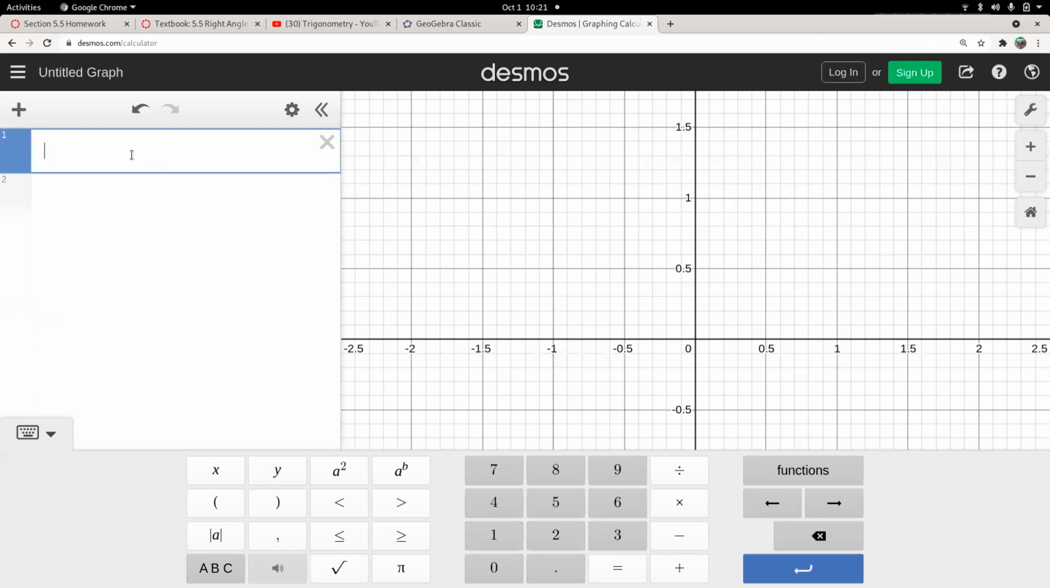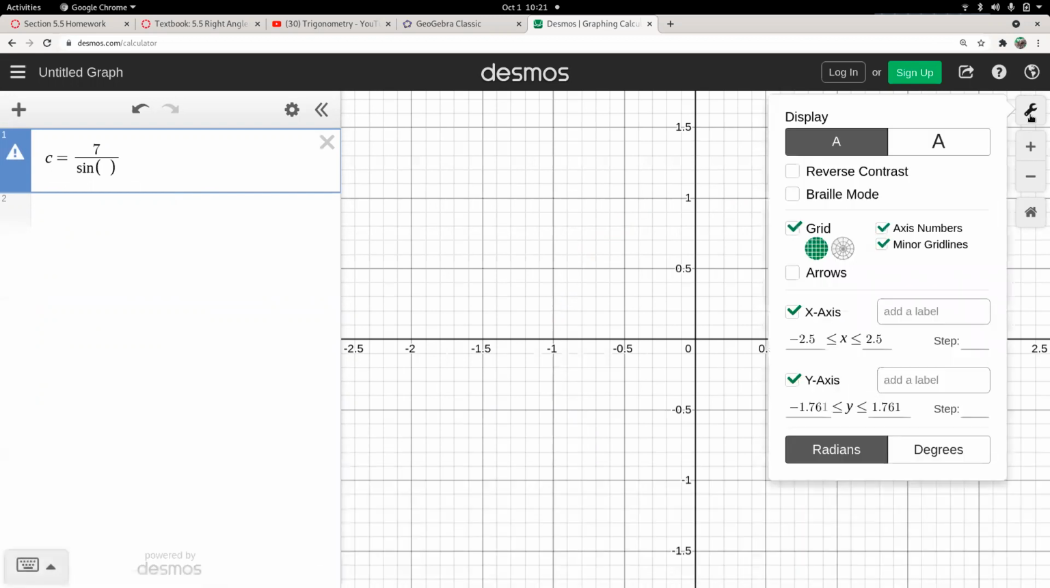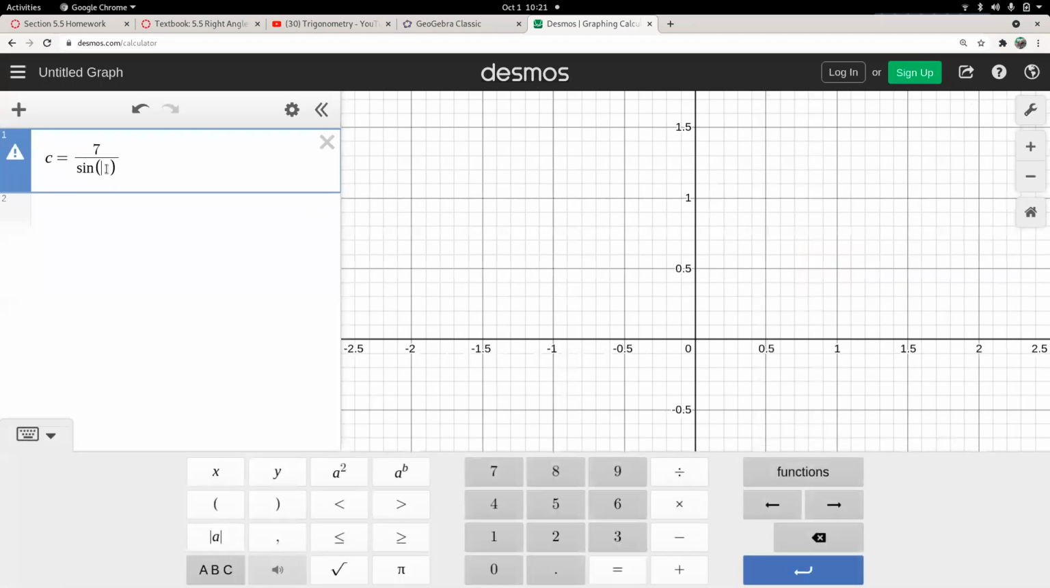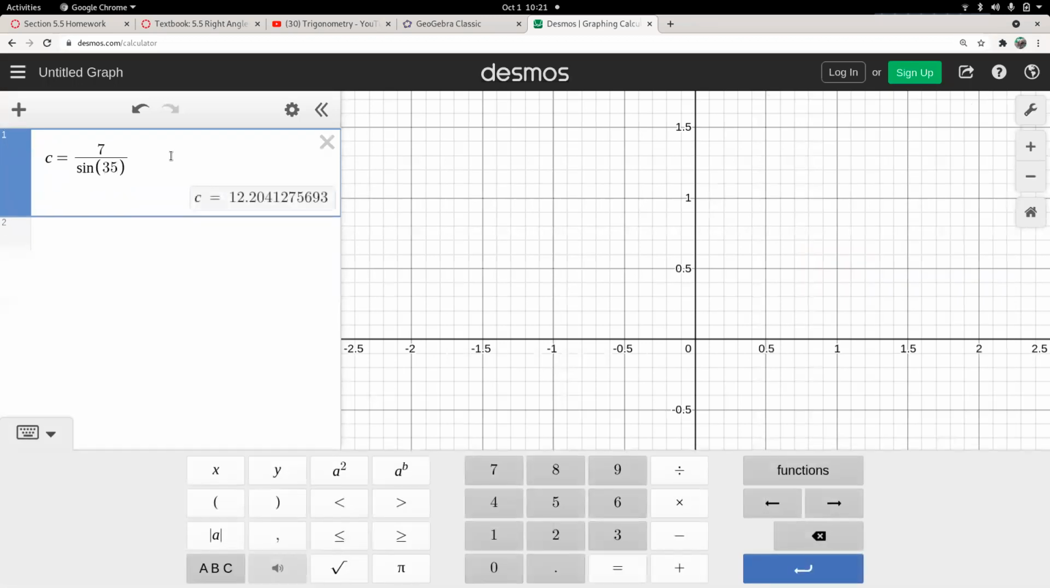Okay, so I'm just gonna write C equals, you can do that on Desmos, and then 7 divided by the sine, and then I'm gonna have to make sure I'm in the right mode. So let's see, where does this calculator let me pick degrees? I think it's the monkey wrench up here. Degrees, all right, so it's set to radians, I'm gonna set it to degrees. Again, always make sure your calculator's in the right mode. And so then I can go here and put in my 35.